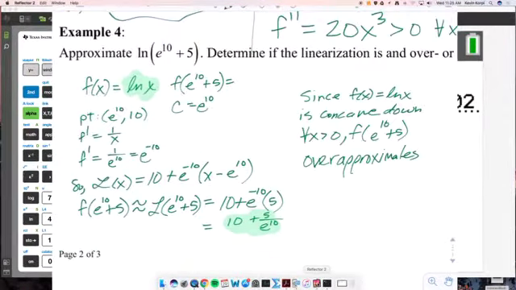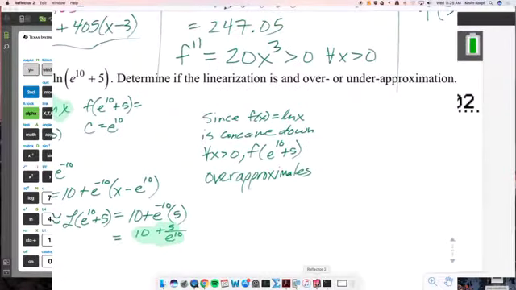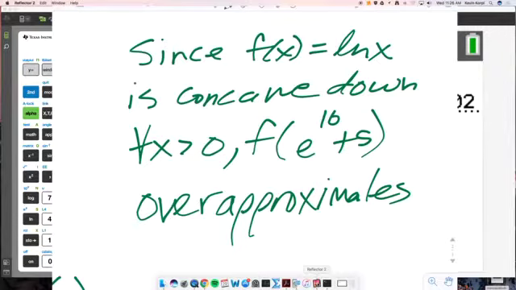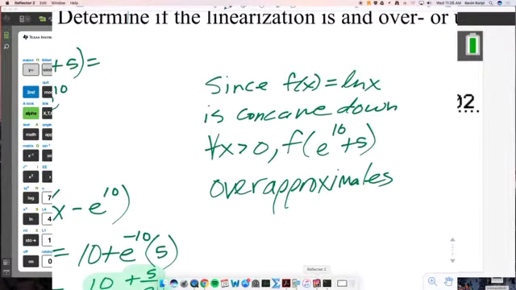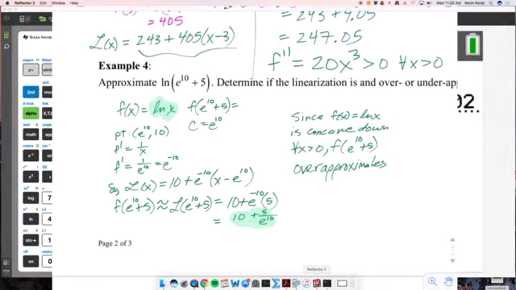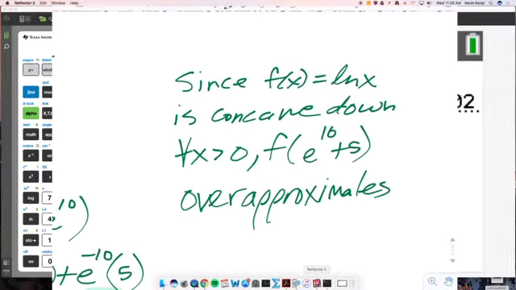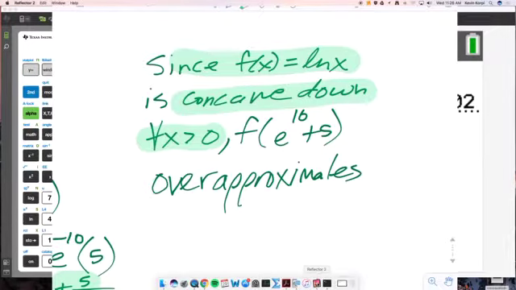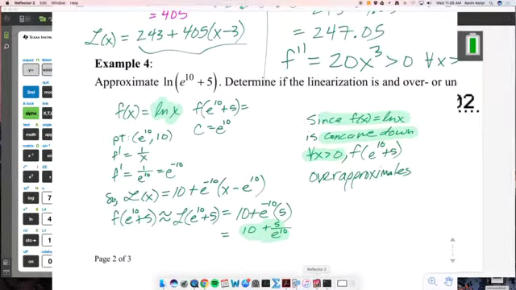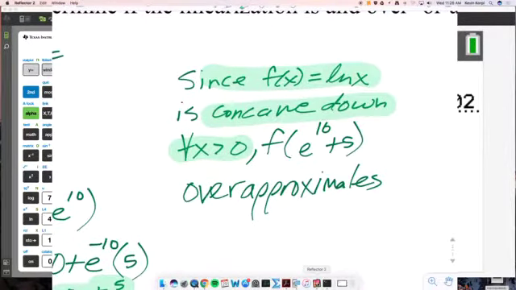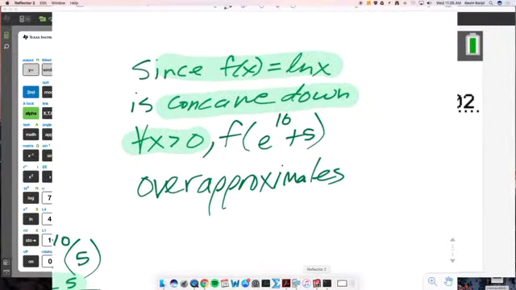What's that? Let me catch up with y'all. Oh, for all x greater than 0. I'm still not seeing what's... The function is ln of x. It's concave down everywhere to the right of 0. So f of e to the 10th plus 5, that's not fine? Oh, okay, yeah. How about, I'll change it. f of that is over approximated. There you go. Y'all are right. I'm sorry. I'm trying to read this little piece of paper that I got. So I have a good excuse.